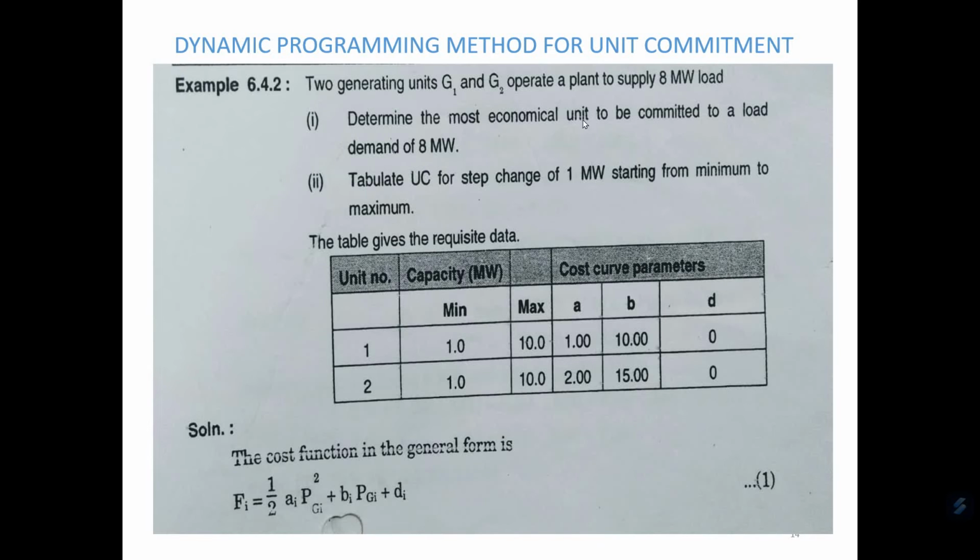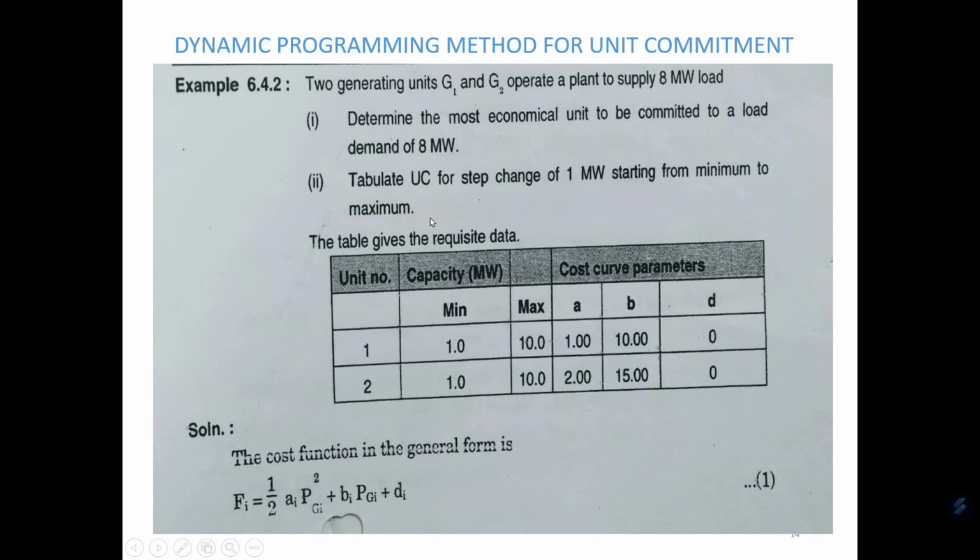Now, in this example, what is the statement of the example? Two generating units, G1 and G2, operate a plant to supply 8 megawatt of load. So what is the load? 8 megawatt. Determine the most economical unit to be committed to a load demand of 8 megawatt. That means we need to go with the concept of unit commitment, and most economical means the one having the minimum fuel cost. And second, tabulate the UC, that is the unit commitment table, for a step change of 1 megawatt, starting from minimum to maximum.